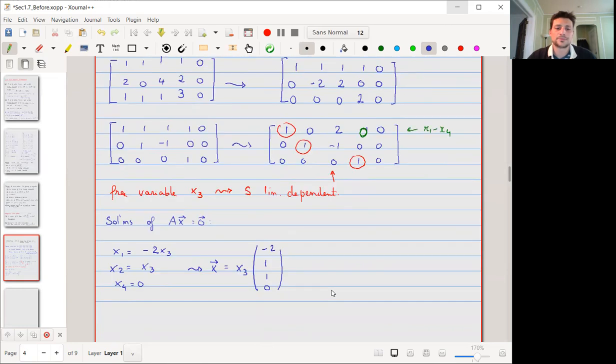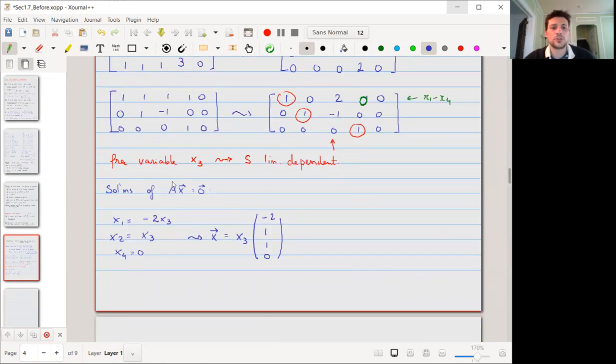In other words, all solutions to AX equals 0 look like this. But now let's try to, again, see what happens when we want to write 0 as a linear combination of columns of A. We can just do that by plugging in the solution we found, x3 times (-2, 1, 1, 0).